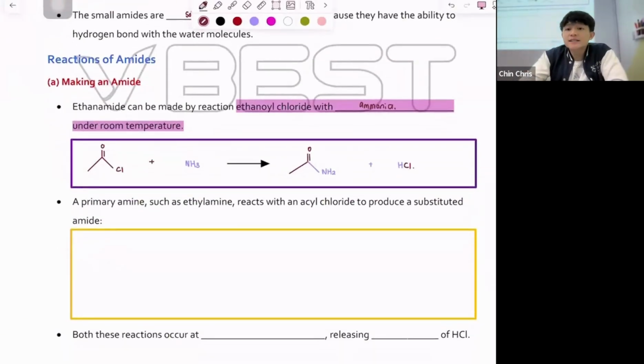And guys, can anyone tell me what is the mechanism for this reaction? Whenever you have an acyl chloride, it's always, Hao Jie, right? Addition, elimination. Thank you, Hao Jie. Good job. So guys, remember, any reaction with acyl chloride is always addition, elimination.